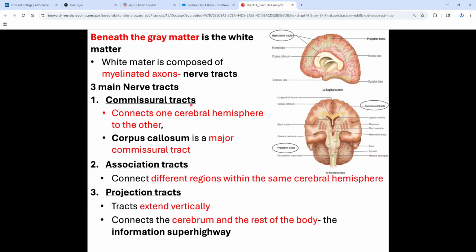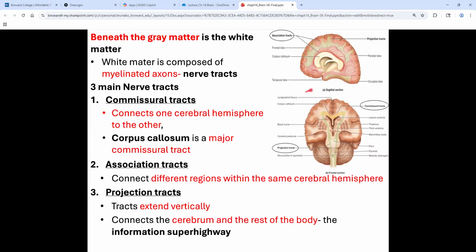So such a tract is called a commissural tract, left to right. And then there are association tracts. You have little tracts which connect the little areas here. For example, this gyrus is connected to here. This one is connected to here. Within the lobe, you have connections, and these connections are called association tracts.